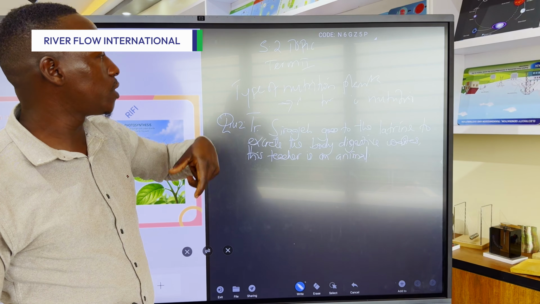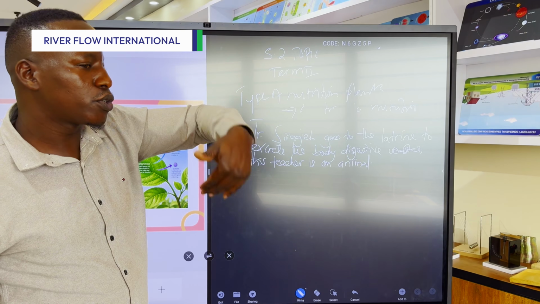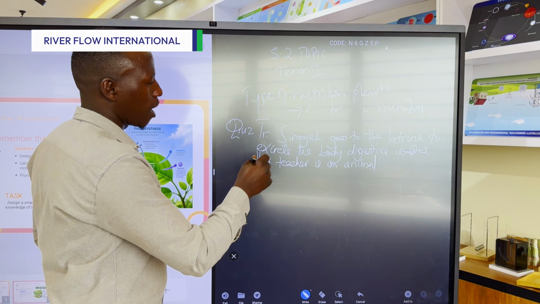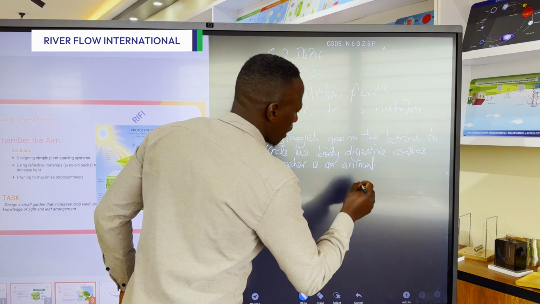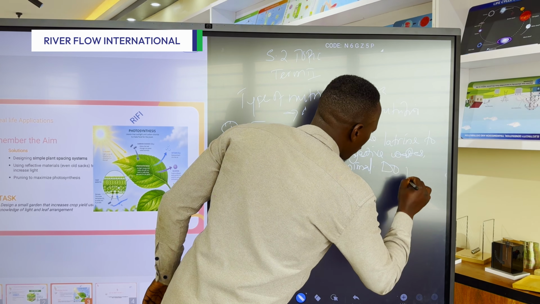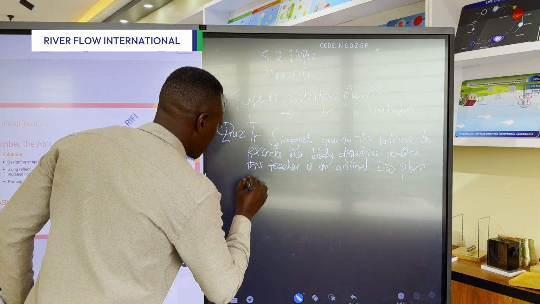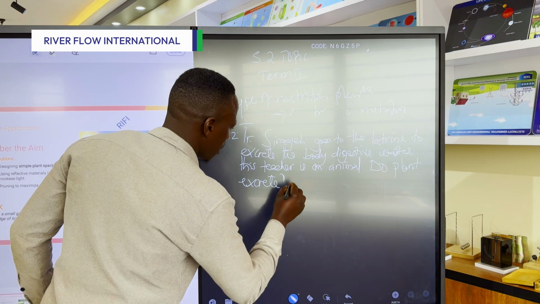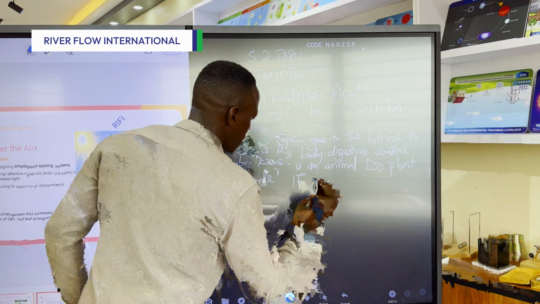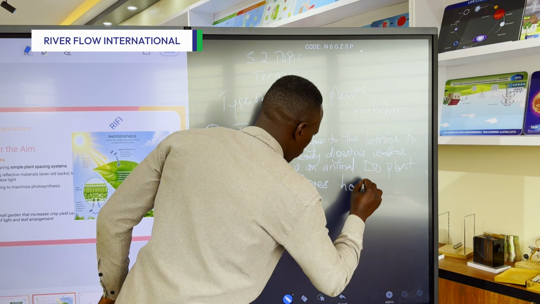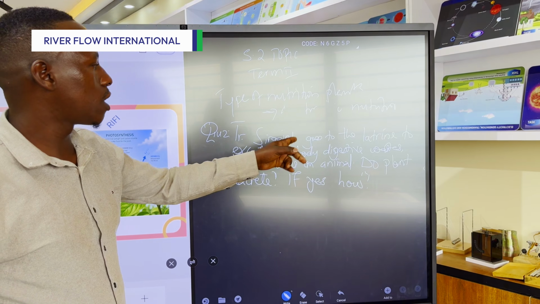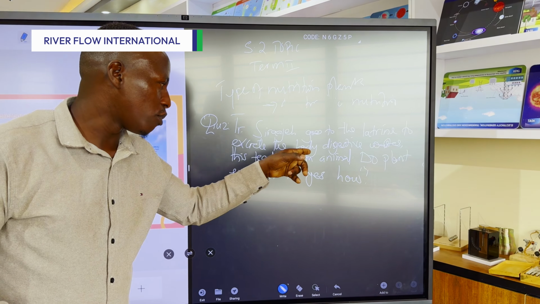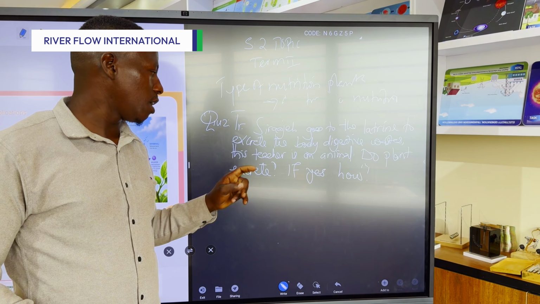Remember, I told you that in senior 2 we studied nutrition in plants and also nutrition in animals just after soil. So I'm bringing in this scenario. Then, do plants excrete? If yes, how? Teacher goes to the latrine to excrete the body's digestive wastes. This teacher is an animal. Do plants excrete? If yes, how?